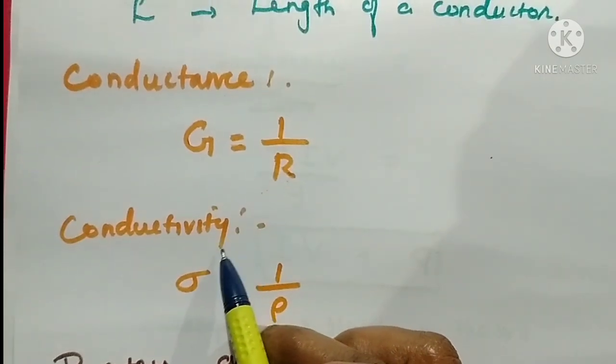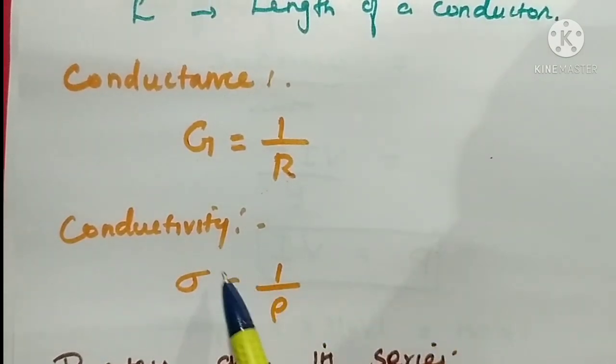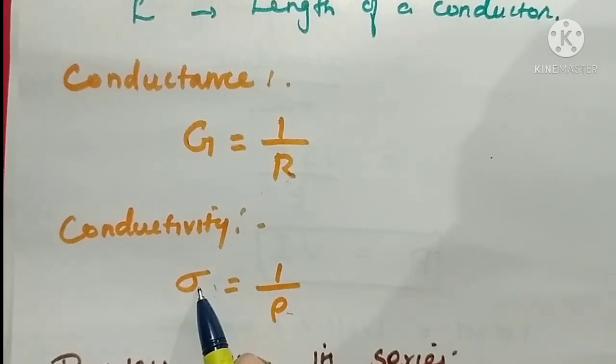Now we are going to discuss what is meant by electrical conductivity. The electrical conductivity can be represented simply as sigma. So sigma is equal to 1 by rho. The reciprocal of electrical resistivity is called conductivity. So keep in mind resistivity is represented as rho. This is the symbol of rho and this is the symbol of sigma. Conductivity is represented as sigma.